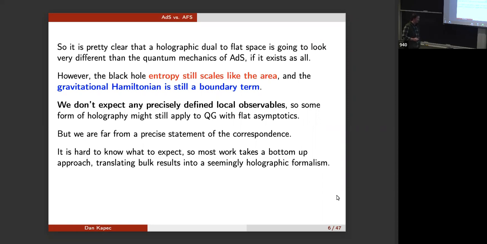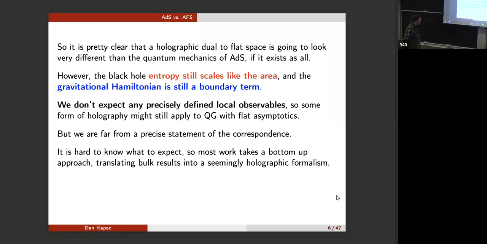It's more like, why might it be the case that there is some description that doesn't involve local propagation in the bulk of the spacetime. But I think, because of all these confusions, we are still very far from any type of precise statement about a correspondence in asymptotically flat space. And I think it's really difficult to know what to expect.